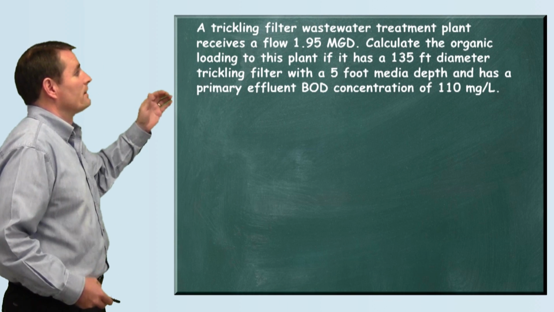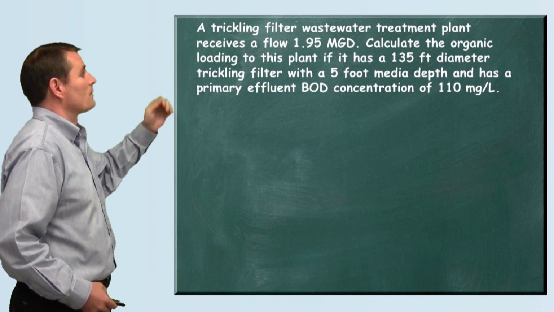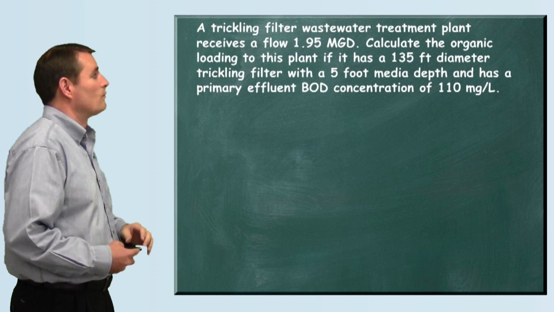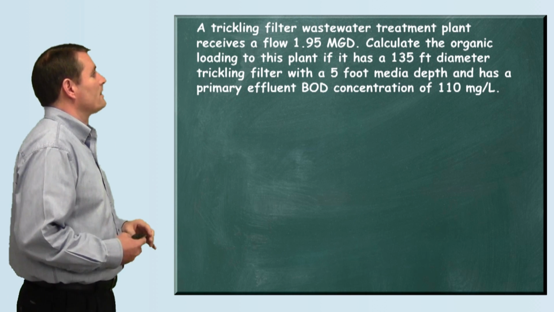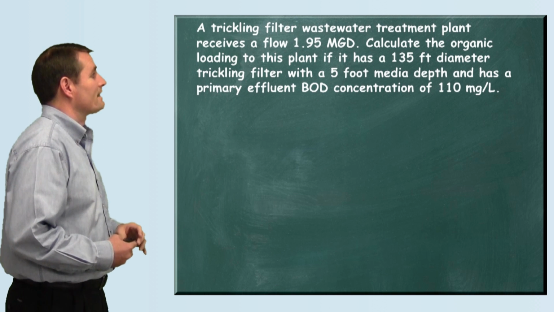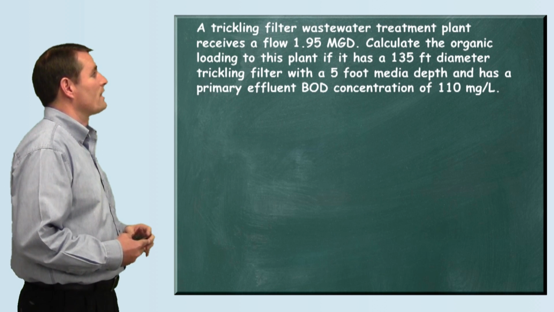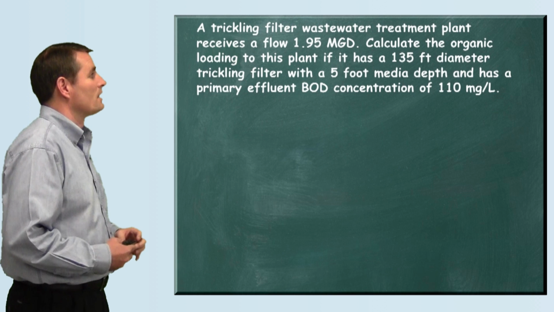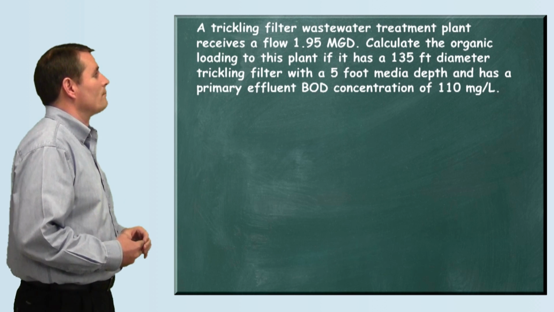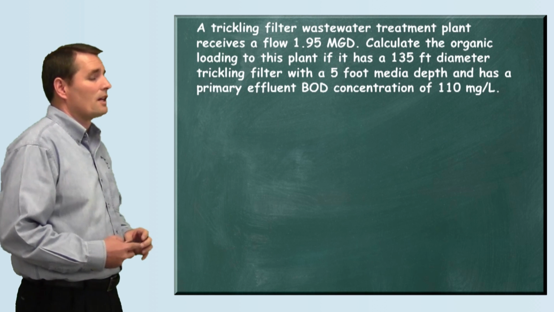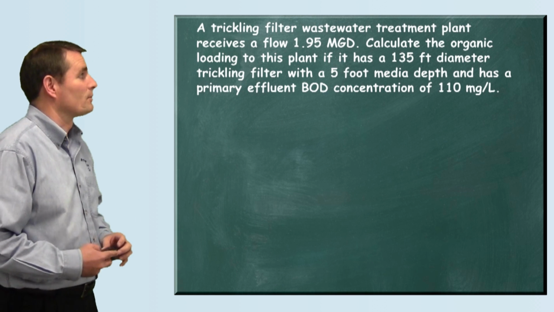The problem reads, a trickling filter wastewater treatment plant receives a flow of 1.95 million gallons per day. Calculate the organic loading to this plant if it has a 135-foot diameter trickling filter with a 5-foot media depth and has a primary effluent BOD concentration of 110 milligrams per liter.